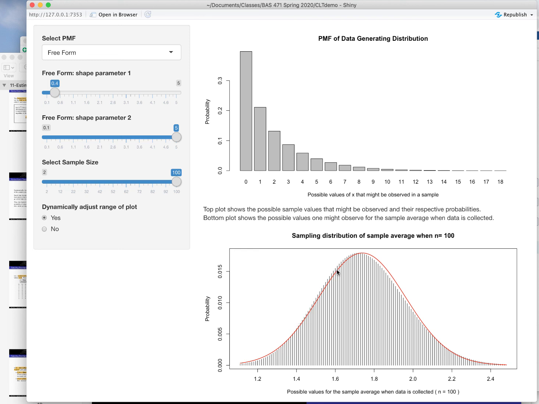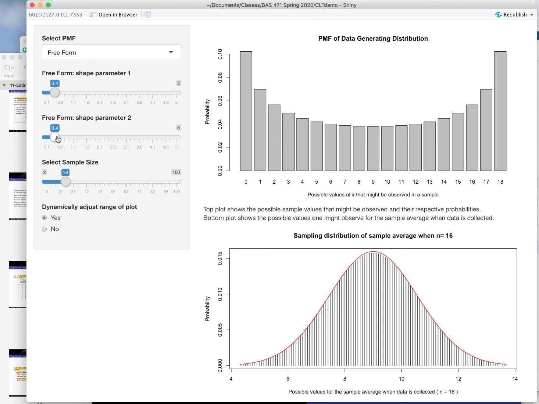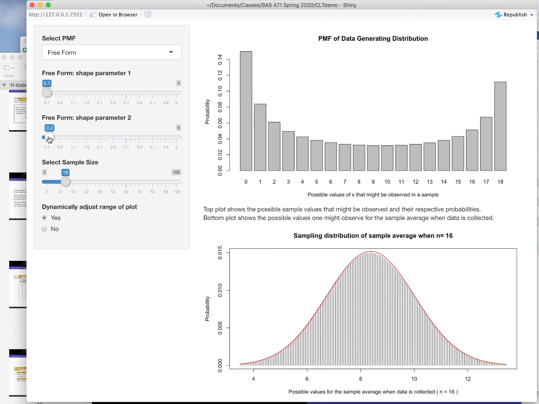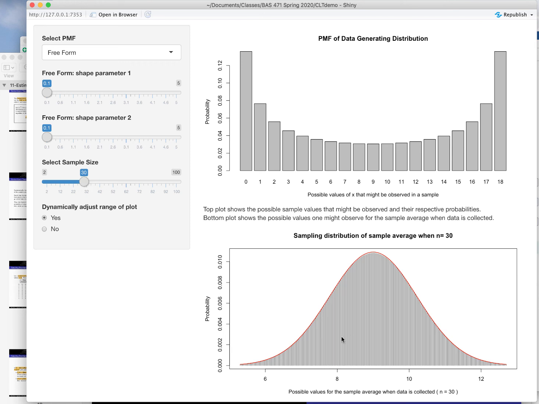Let's look at another weird distribution here. Let's look at one that's bimodal, kind of a peak at small values, a peak at large values here. And we see that by the time I'm considering samples of size 30, there's really no discrepancy whatsoever between the distribution of the possible sample averages that I might observe when I go and collect data and that normal curve that the central limit theorem is suggesting.